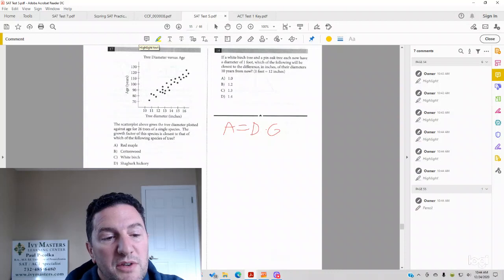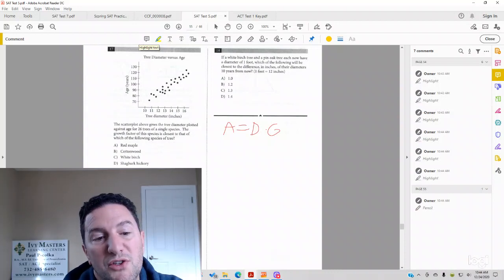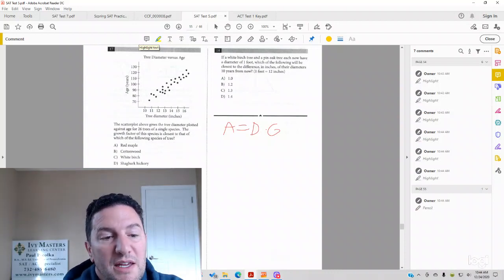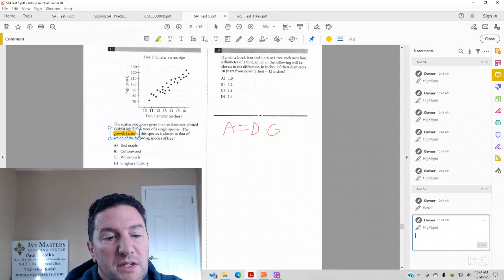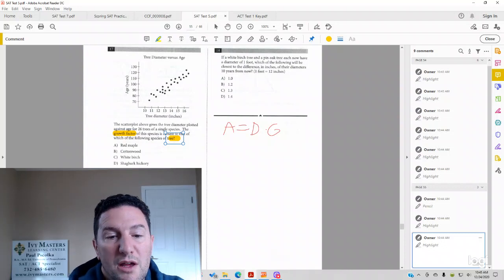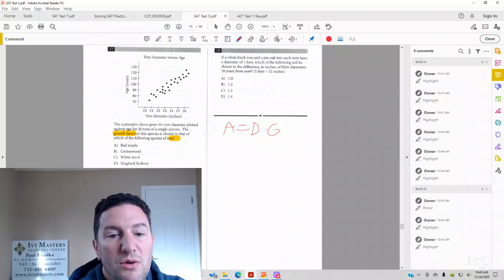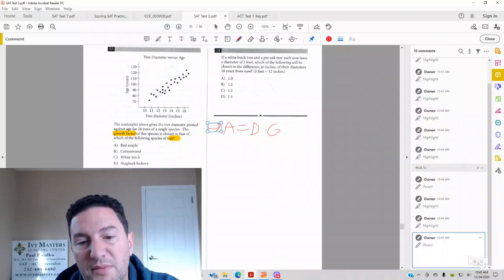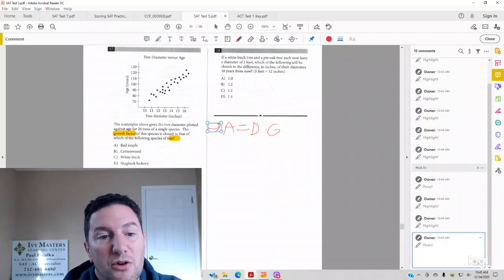So number 17 reads, the scatter plot above gives the tree diameter plotted against age for 26 trees of a single species. The growth factor of the species is closest to that of which of the following species of tree? So it's asking about growth factor. Based on my equation over here, I need to know age and diameter, and then I can know growth factor.